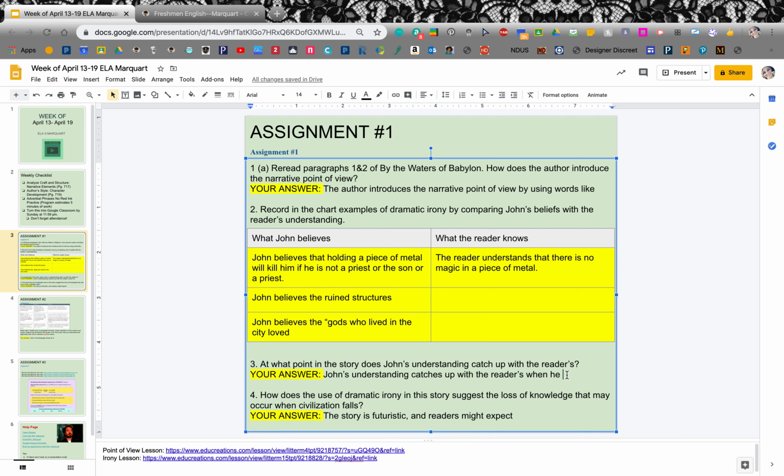How does this society not fit that? What makes it ironic? Okay.